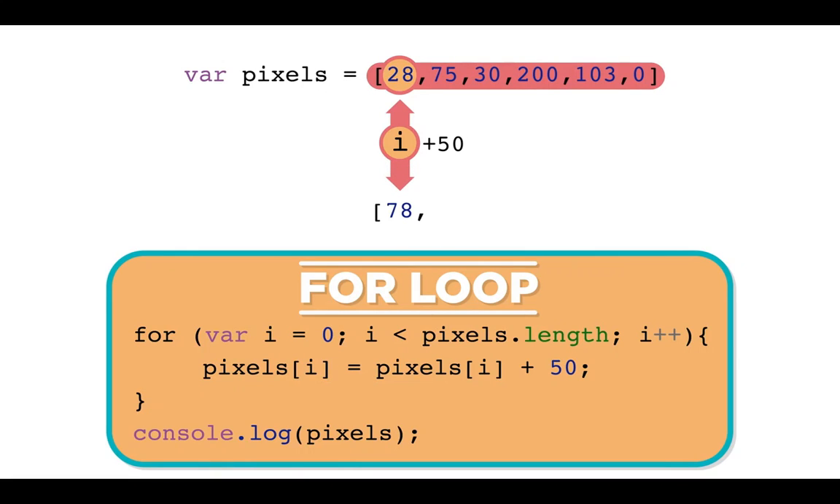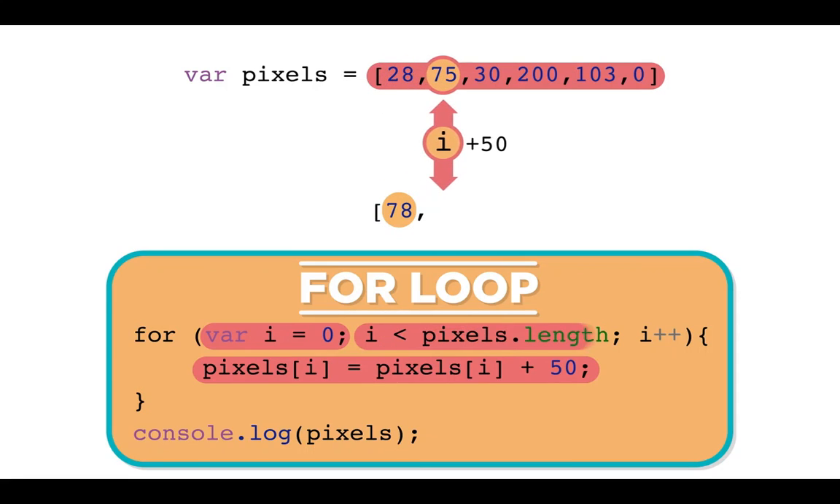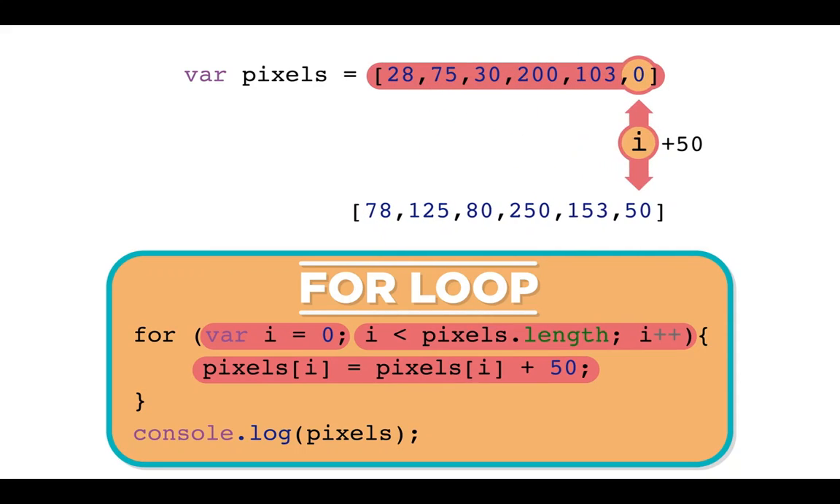So the first time through the loop, i is 0, pixels at index i, or pixels at 0, is 28. 28 plus 50 is 78. Pixels at index 0 is updated to be 78. The next time through the loop, i is 1, so pixels at index 1 will be accessed and updated in the same way. This will happen for each item in the list.